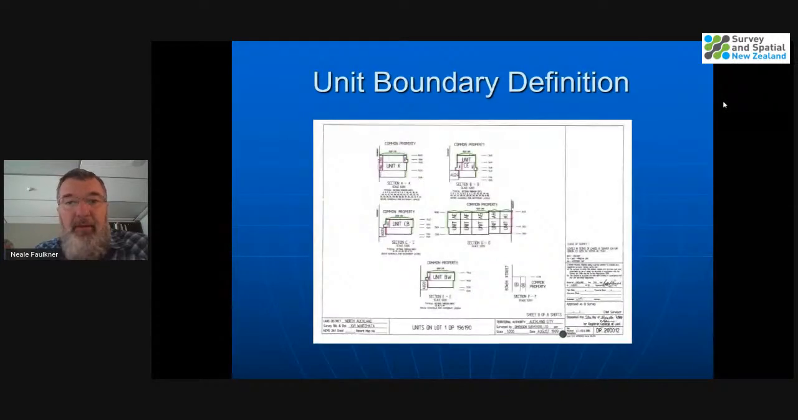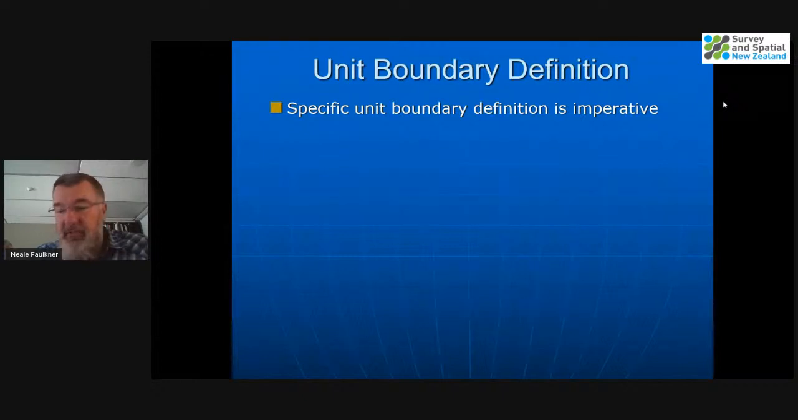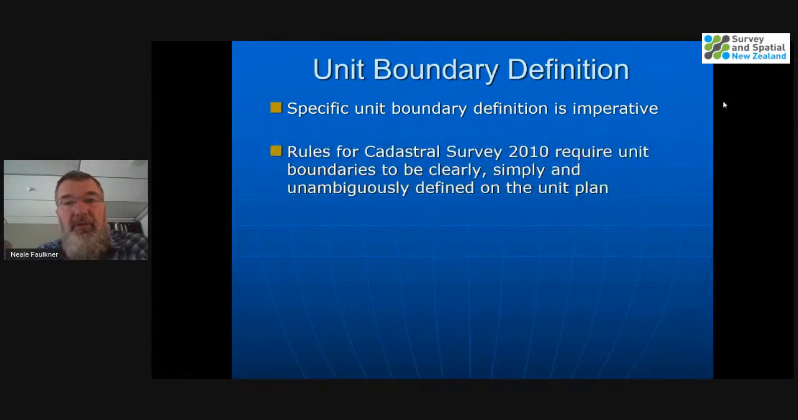effects are. And this is the same one with another example, not bad in terms of definition of the roof line, pretty clear that it's in common property, but the rest of the exterior starts fiddling around within units and not in units and so on. So again, as I said, specific unit boundary definition is imperative. The rules for cadastral survey require unit to be clearly, simply and unambiguously defined on the unit plan.